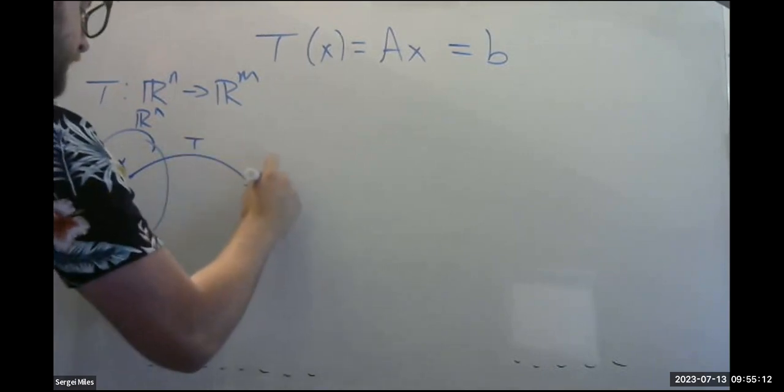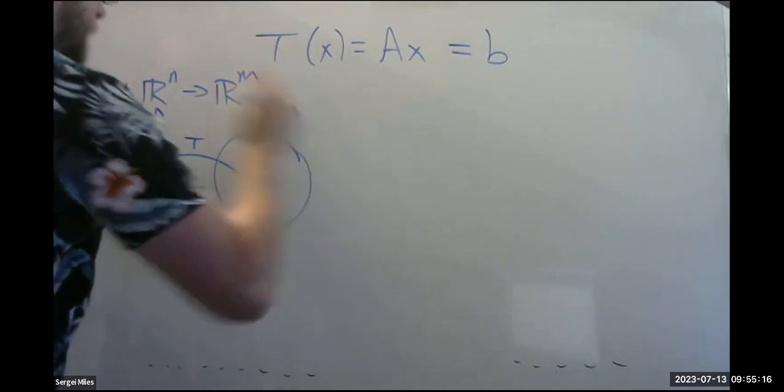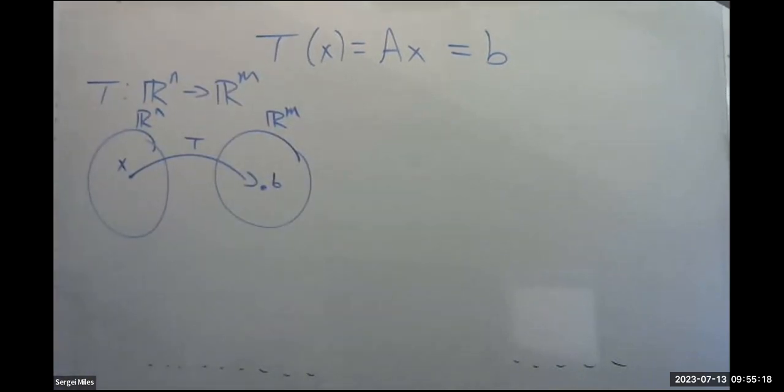And the B is inside of the codomain, right? So this is just copying the diagram we had from before, from yesterday.